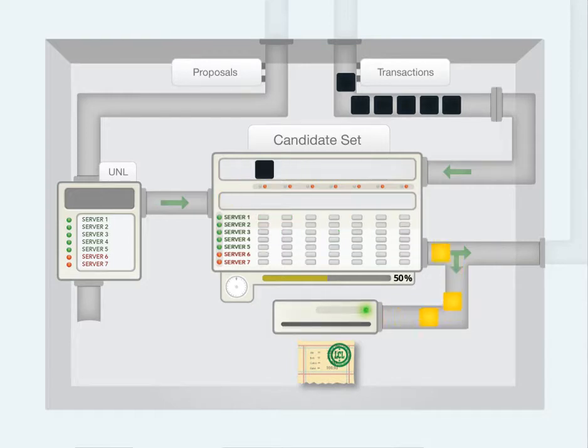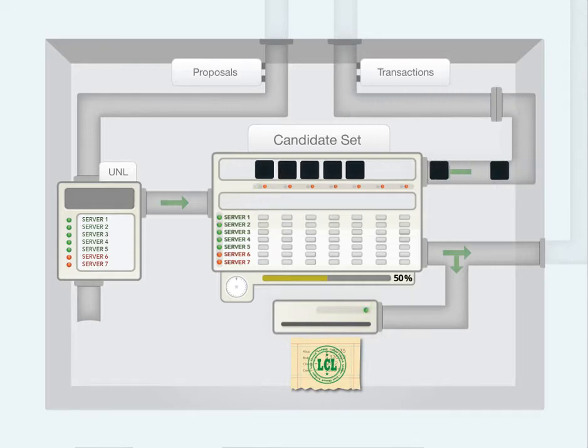At this point, any invalid transactions are discarded and a new last closed ledger is created. Transactions that were not included in the ledger remain in the candidate set. All transactions that were received during the consensus process are added to the candidate set. And now the process starts again.